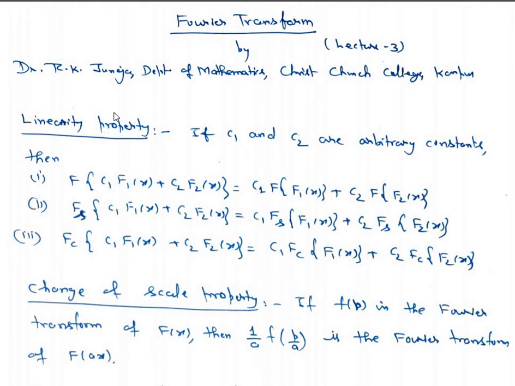Dear students, linearity property in Fourier transform. If C1 and C2 are arbitrary constants, then the Fourier transform of C1 f1(x) plus C2 f2(x) is given by C1 F of f1(x) plus C2 F of f2(x). Similarly, Fourier sine transform and Fourier cosine transform also satisfy this linearity property.